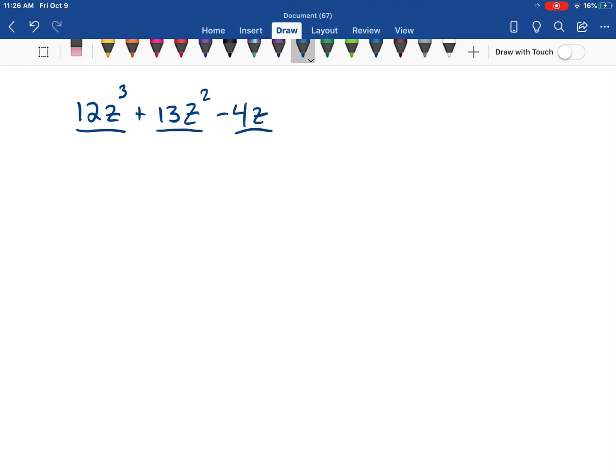In this video, I'm going to walk you through how to factor this polynomial. And when you approach any factoring problem, the first thing you want to look for is if all the terms have something in common. And in this case, they do. They all have a z. So the first thing we're going to do is factor the z out of this polynomial.